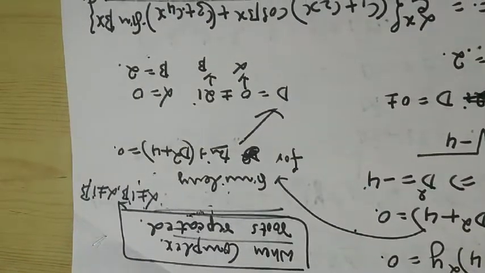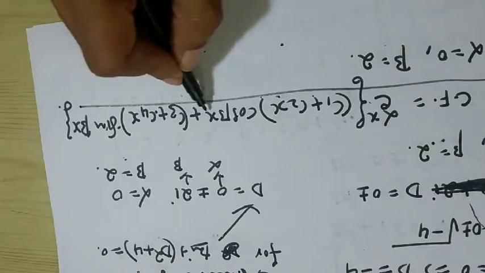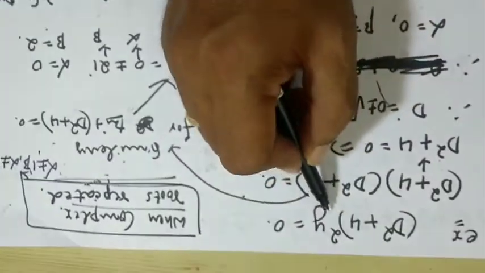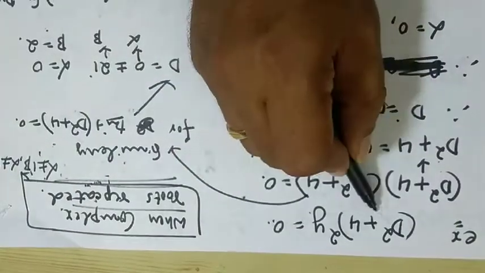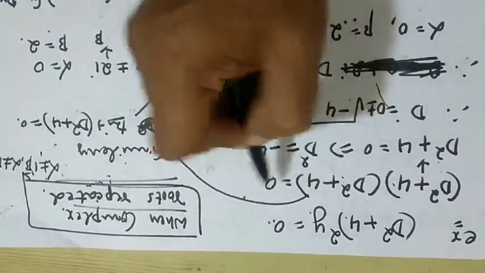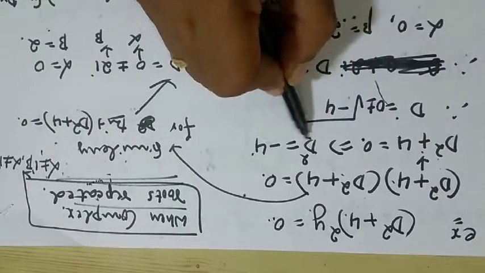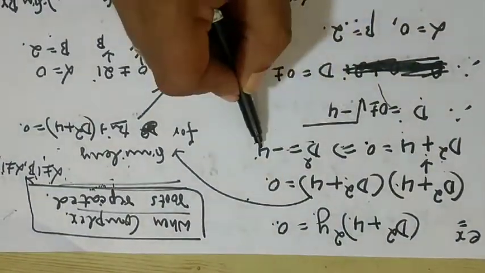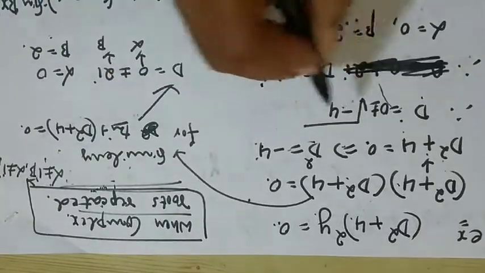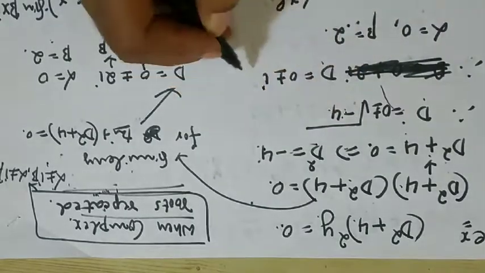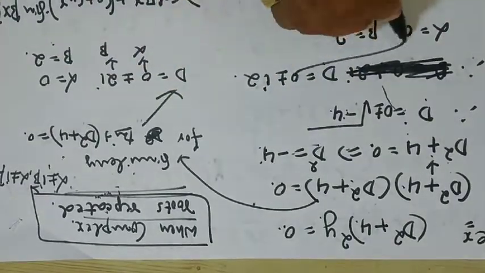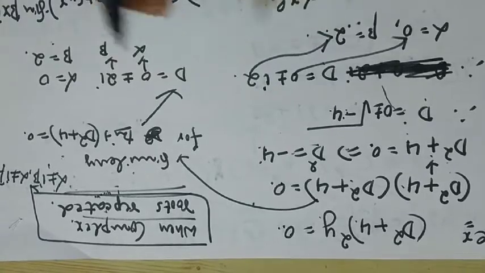The formula is e to the power alpha x, c1 plus c2 x, cos beta x plus c3 plus c4 x, sin beta x. For example, take D squared plus 4 whole square operated on y is equal to 0. So how do you write? D square plus 4 into D square plus 4 is equal to 0. Take D square plus 4 is equal to 0. What are the roots? D squared is equal to minus 4, D is equal to 0 plus or minus square root of minus 4, which is 0 plus or minus i, square root of 4, 2. So alpha is equal to 0, beta is 2.